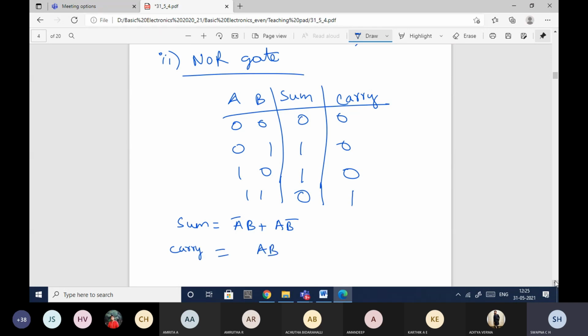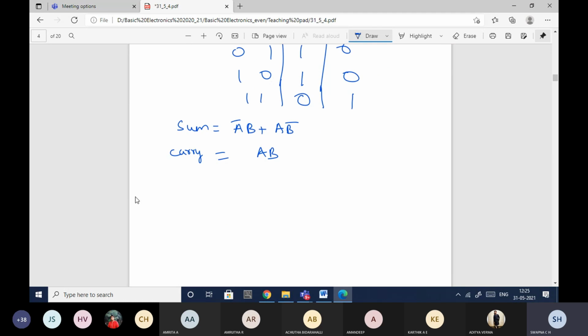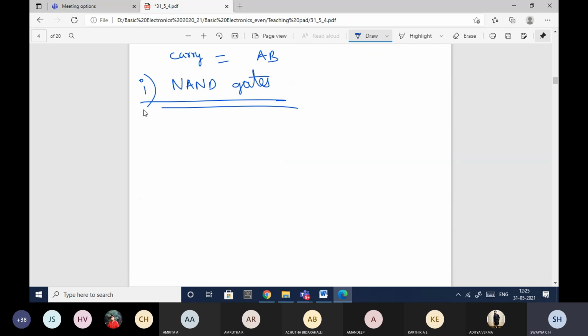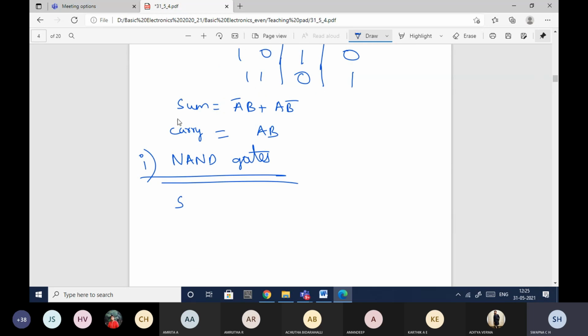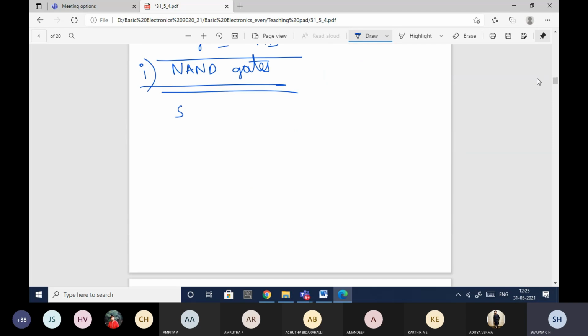Now I need to implement this half adder using NAND gates. Will you people try? Even if you are not trying, please help me. Implement what? Half adder using NAND gates. Whenever I have to implement something, I need to take the output equation. So what is the output equation here? First I'll take sum. Sum is nothing but A bar B plus A B bar.